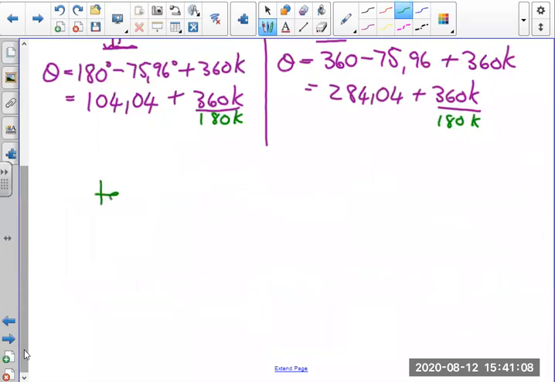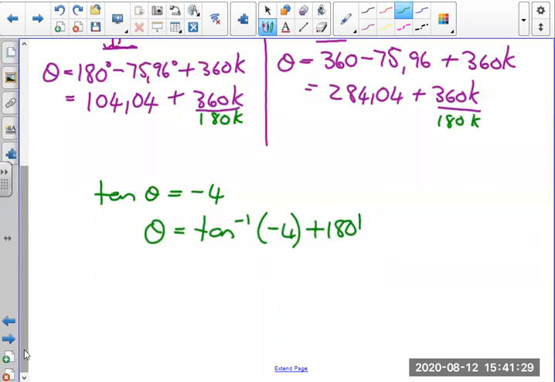The sum was tan theta is equal to -4. Now, if you remember that the period of tan is 180, you simply say shift tan of whatever that answer is, plus 180k. And remember, k is an element of z, and you're done. That answer will be -75,96 plus 180k. And you're done.